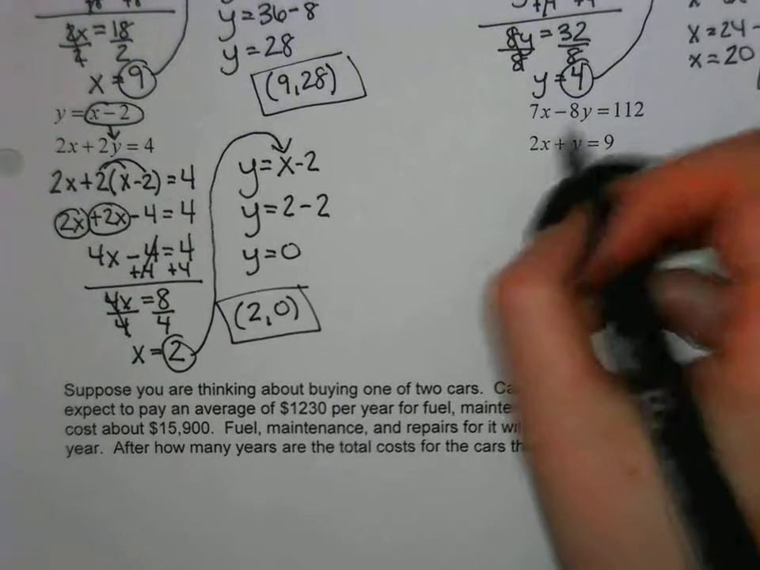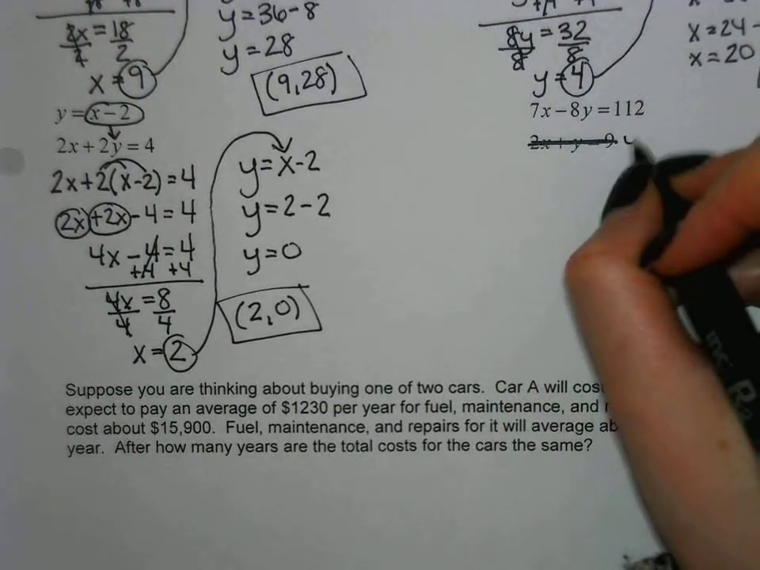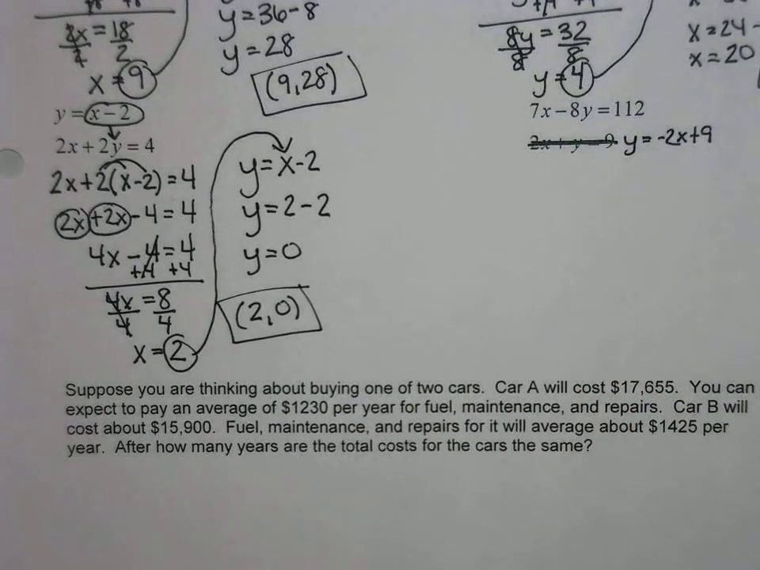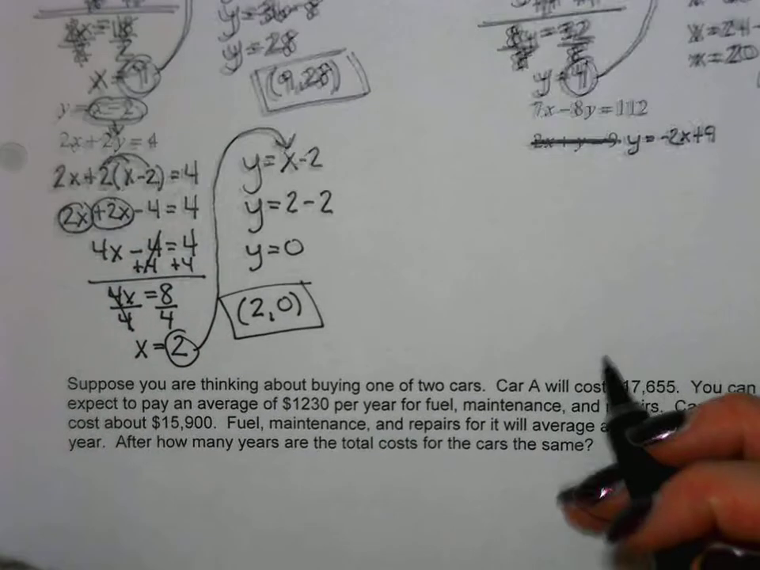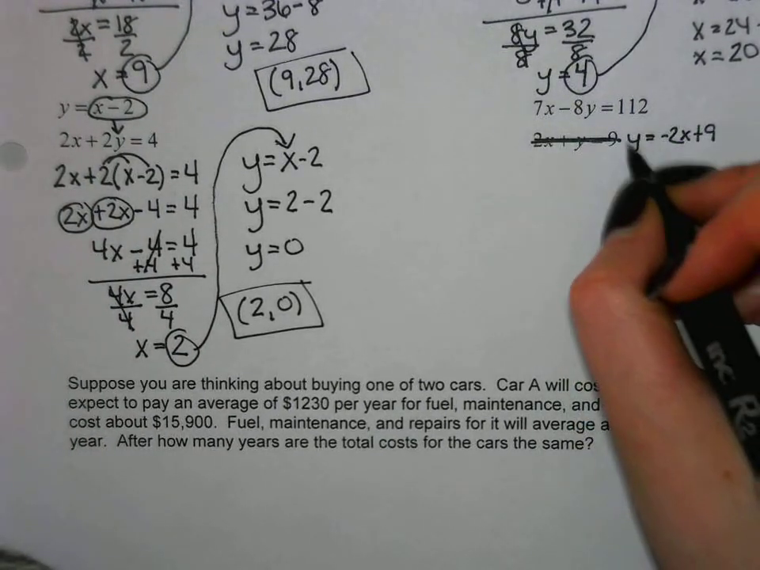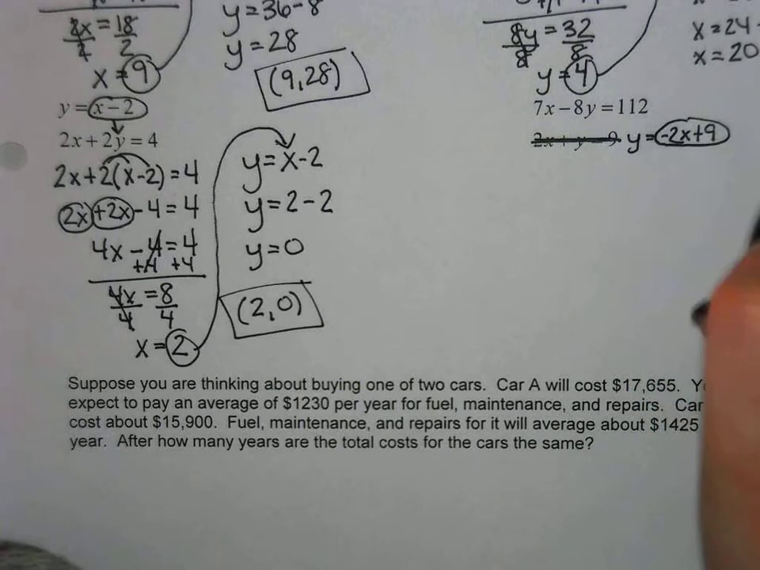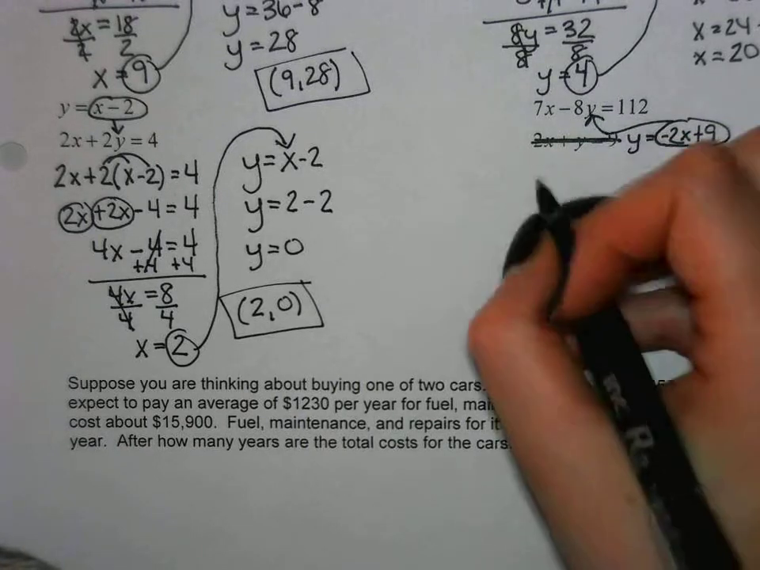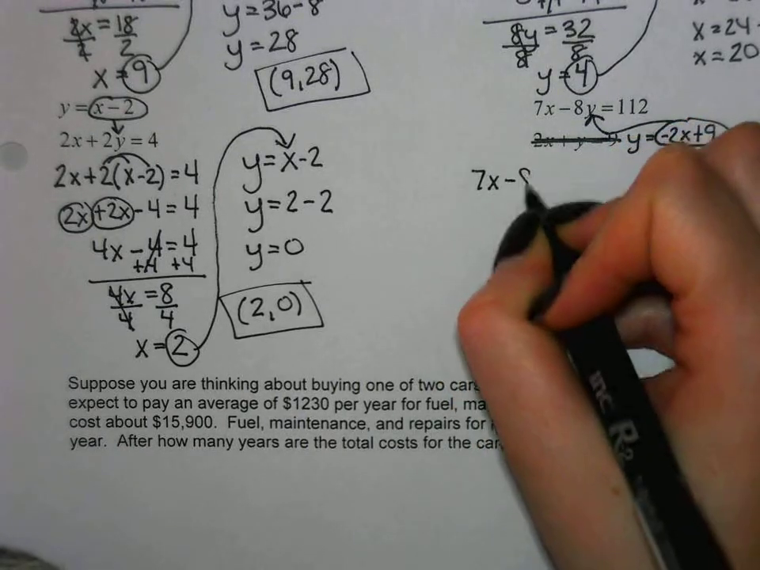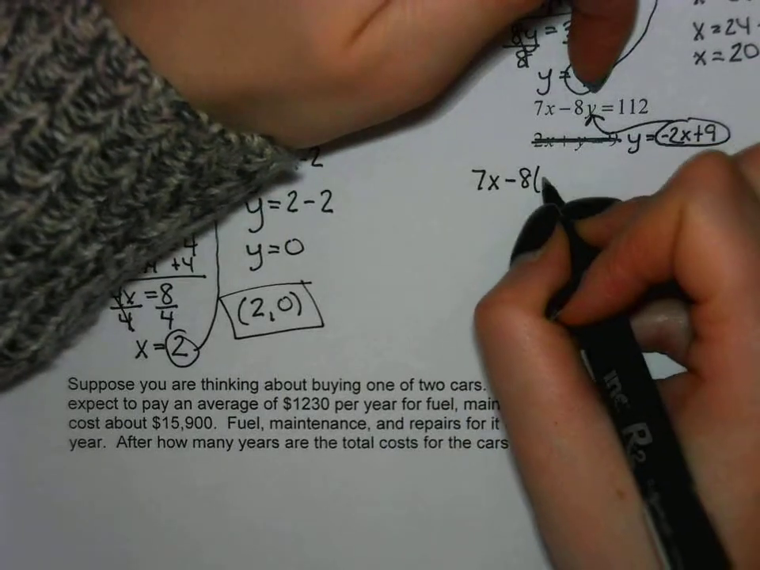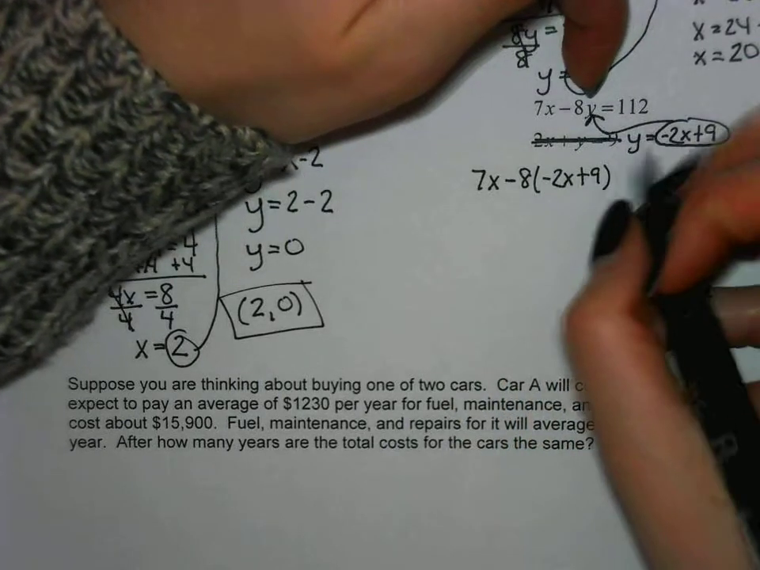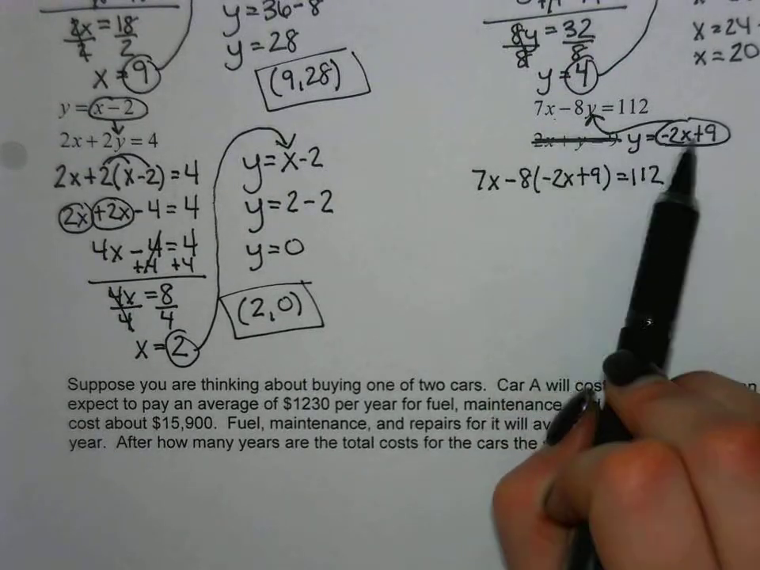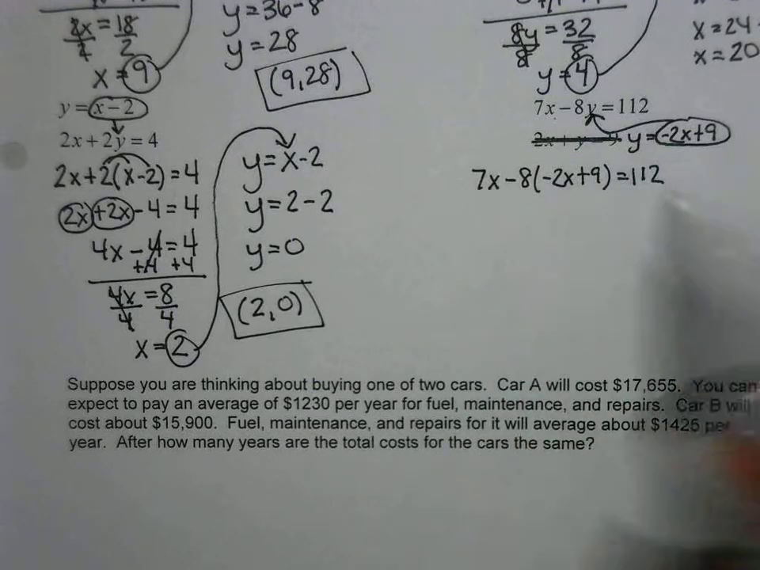Let's take a look at our next one. We're going to rewrite this and we're going to write y equals negative 2x plus 9. Right now we're not going to worry about writing them into slope-intercept form. So my variable y is by itself, so I'm going to say y equals negative 2x plus 9. I'm replacing my y value, so that means I have 7x minus 8, but I'm substituting in negative 2x plus 9 for my y, and it equals 112. So once again, I had two variables in each of my equations, and now I only have one.